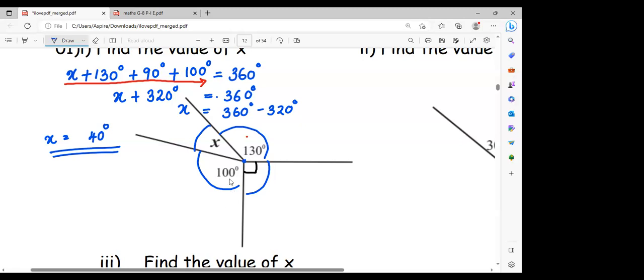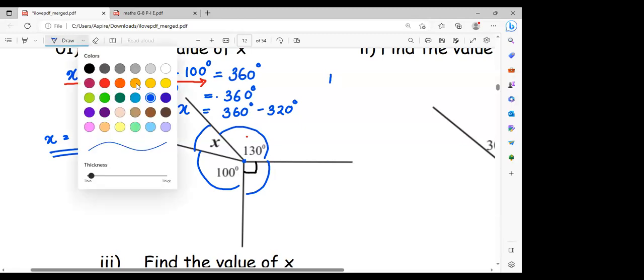You know about it. Then what you can do is sum up the given angles. I will write it in a different color. We will write it in yellow, green color.